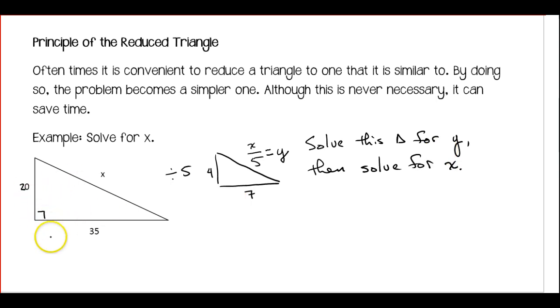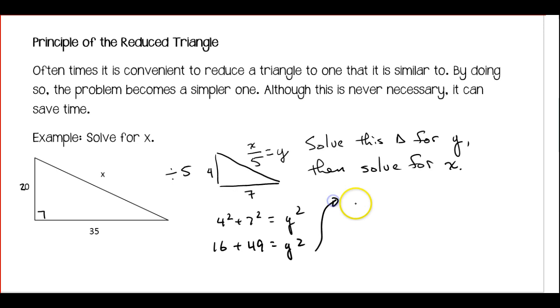Okay, so we could do the Pythagorean theorem on the original triangle. We're going to have really large numbers. We're going to have to do some simplifying at the end. Or I could solve this simpler one where I would have 4 squared plus 7 squared is equal to y squared. So this is 16 plus 49 is equal to y squared. y squared is equal to 65, so y is equal to the square root of 65.